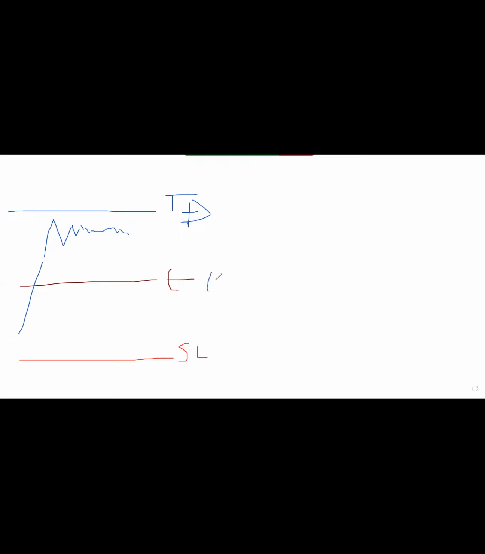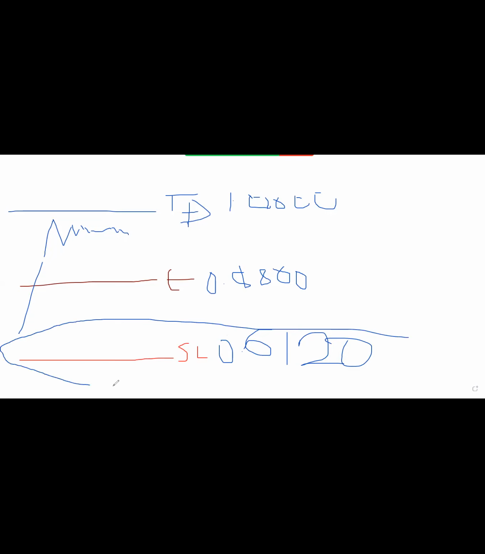Let's say you have a value of 0.880. Then let's say you have 1.00. Then let's say you have 0.666120. So let's say you are scared that this doesn't go down. You go and edit your stop loss. When you edit your stop loss, you give it a new value.